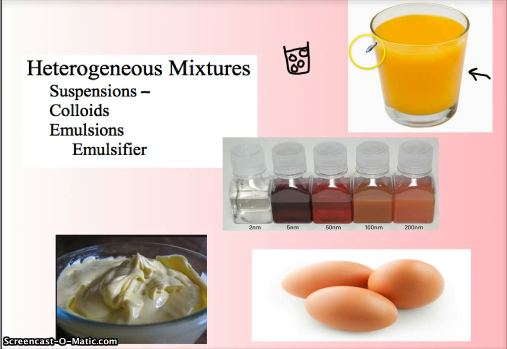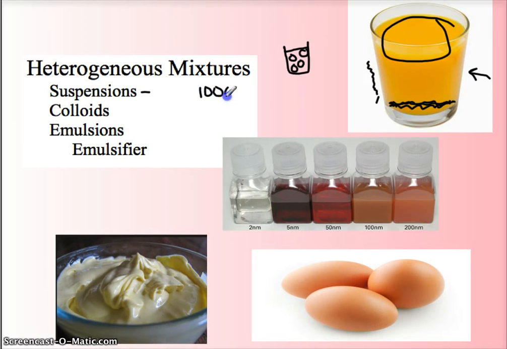But whenever it is settled, then these little bitty suspensions start settling in the bottom. All the pulp will settle toward the bottom. If you get it out and drink it without shaking it, you'll have a lot of watery orange juice at the top. So that's what suspensions are. Now these suspensions are often around 1,000 nanometers in size.